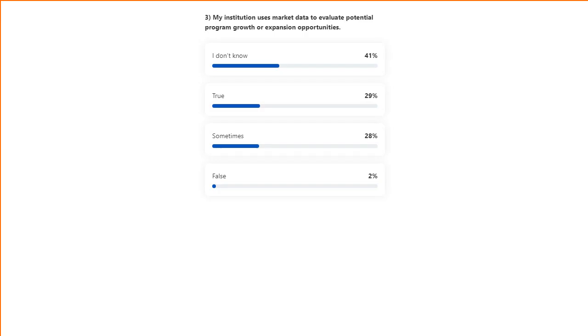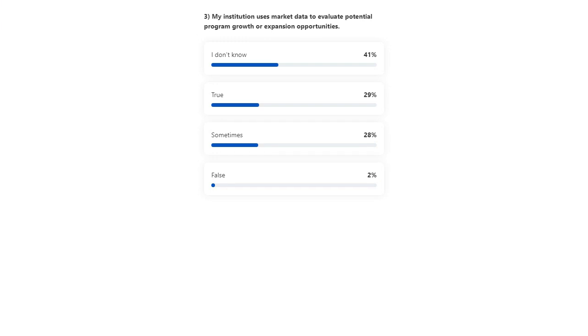And here's the results. Fascinating. So we've got about 30% that certainly does use market data to evaluate these opportunities, which is great. Only 2% said no, and then sort of a smattering of folks that are in between. And hopefully some of the data sources that Scott and I have talked about today can be potentially useful for you if you are interested in using this market data to help evaluate your programs.